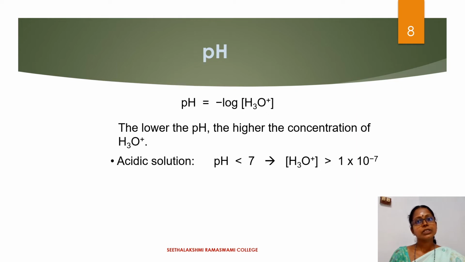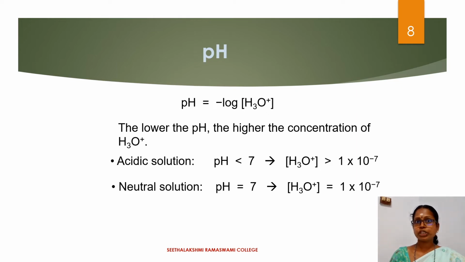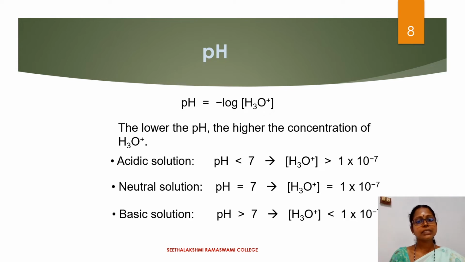For acidic solutions, the pH is going to be less than 7. For neutral solutions, the pH is going to be equal to 7. And for basic solutions, pH is going to be greater than 7.